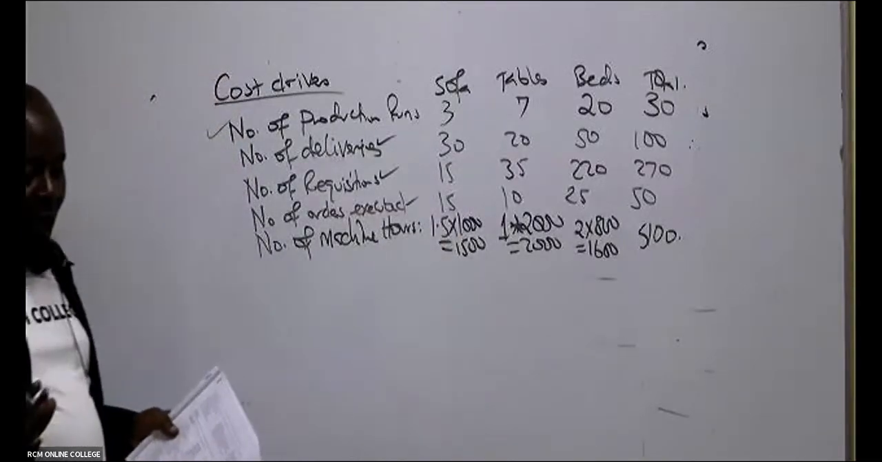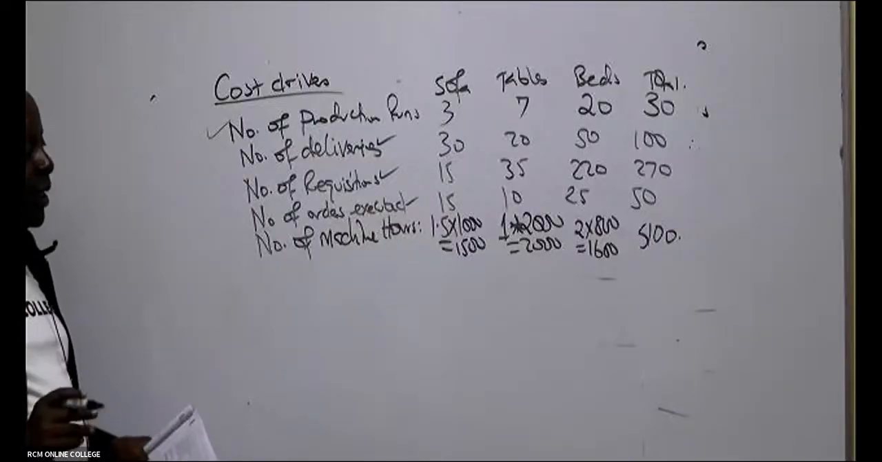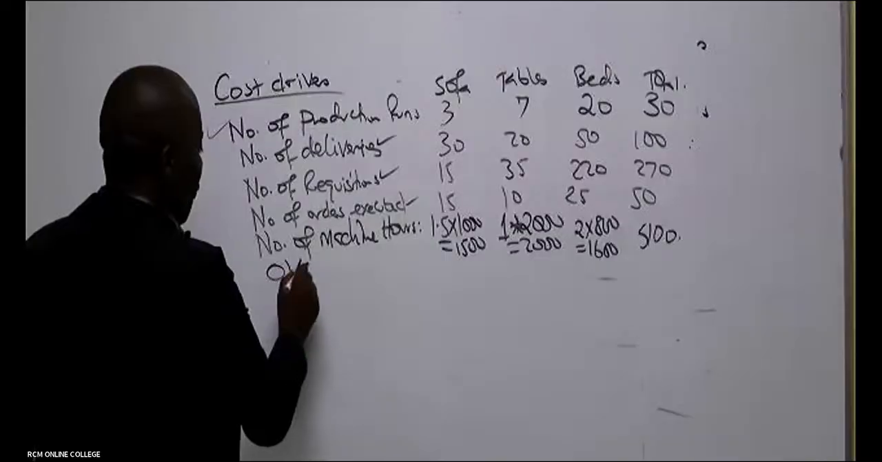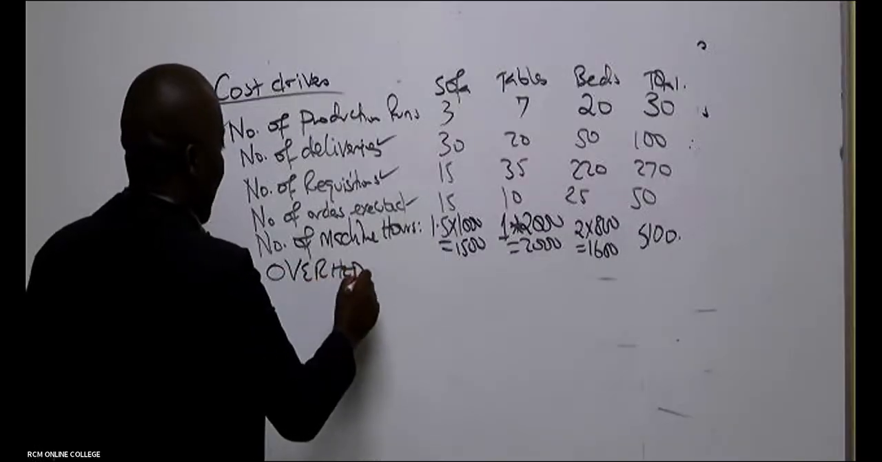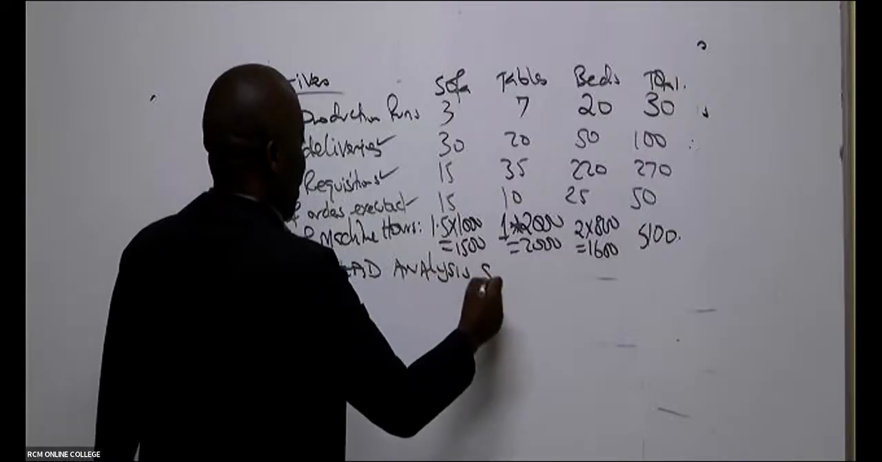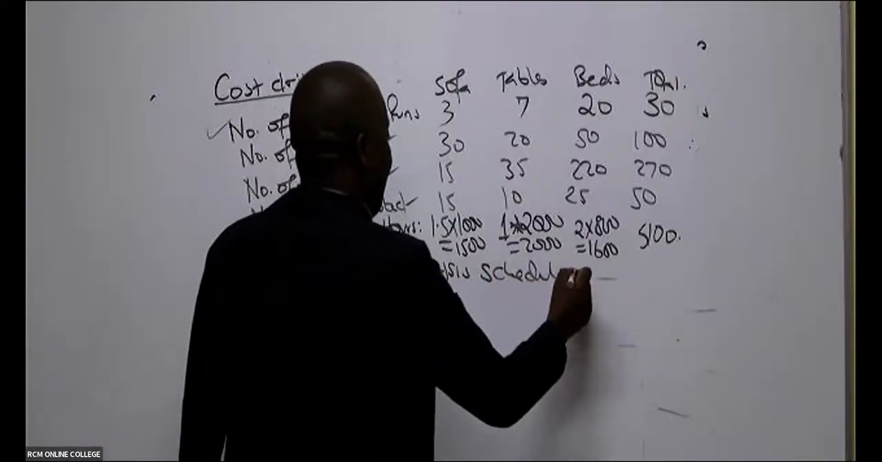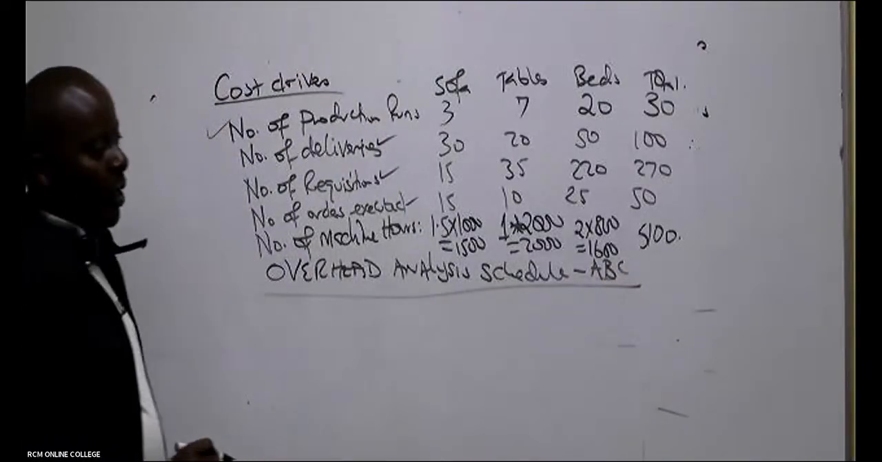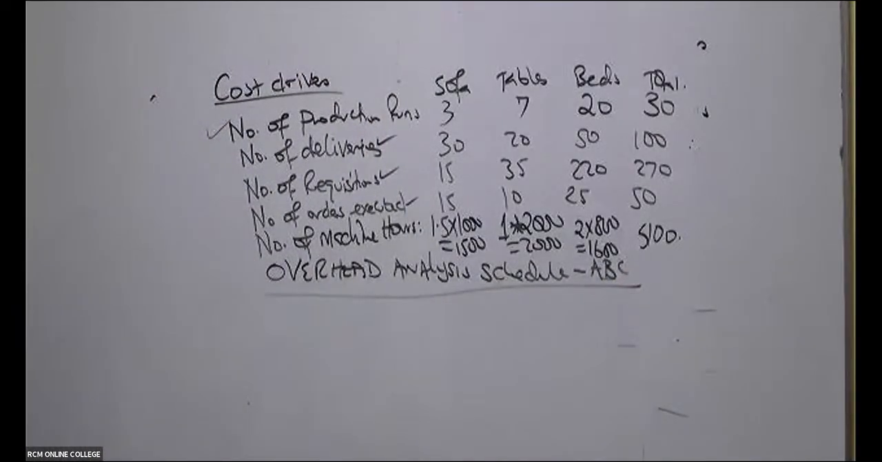So from there, you'll go ahead and write for us overhead analysis schedule. And remember that we are using an approach called who? ABC, activity-based costing. Yeah, any question? Please ask.